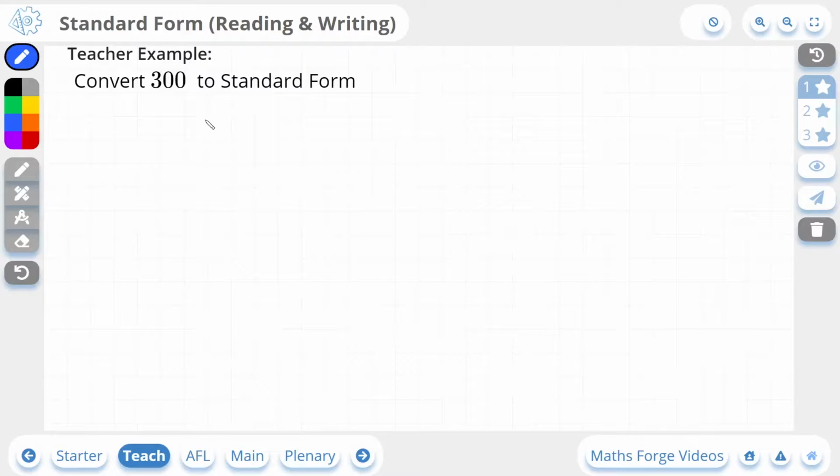Hi everyone, this is Jack from Maths Forge, and in today's lesson we're going to be doing standard form, reading and writing. So before you can actually convert to standard form, you need to understand what standard form is.